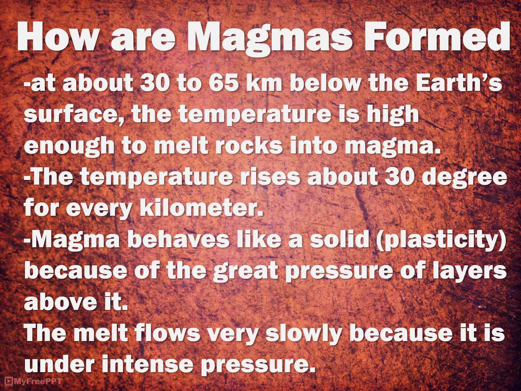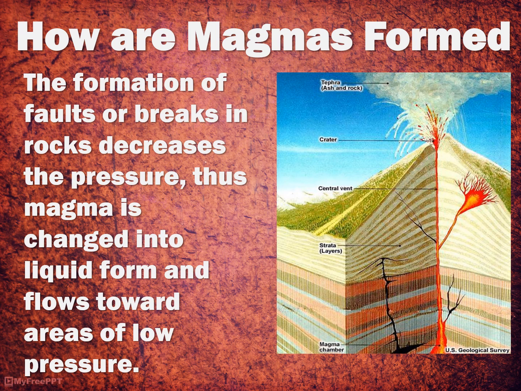Magma behaves like a solid because of the great pressure of the layers above it. And the melt flows very slowly because it is under intense pressure. The formation of faults or breaks in the rocks decreases the pressure. Thus, magma is changed into liquid form and flows toward areas of low pressure.